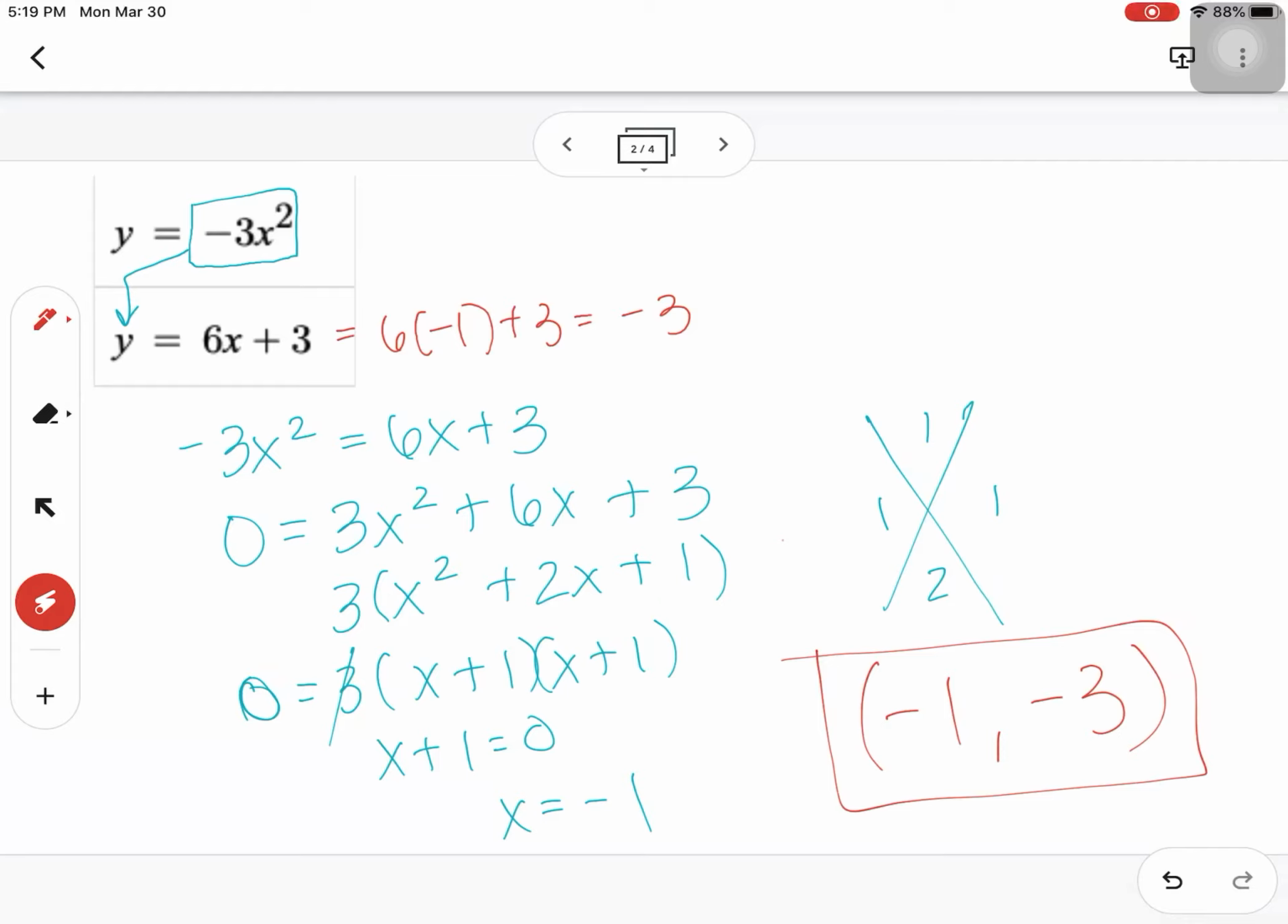So this one, it's a negative in front of my parabola, so it opens down, and maybe it looks like that. Next chapter, we will talk about actually graphing these, so you can see it here. We're just worried about the algebra.